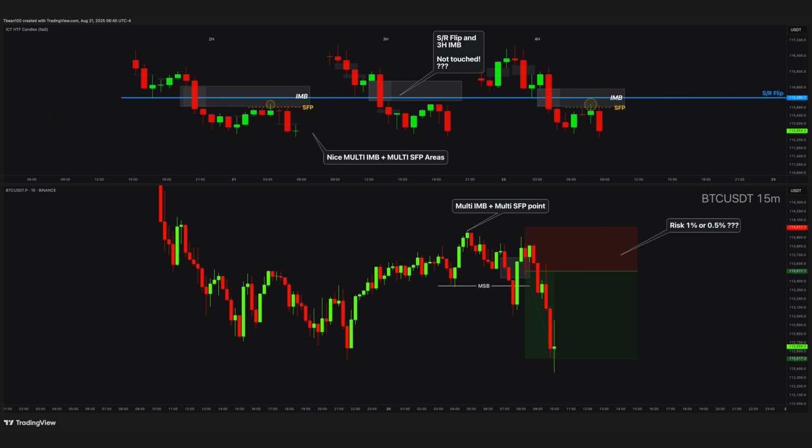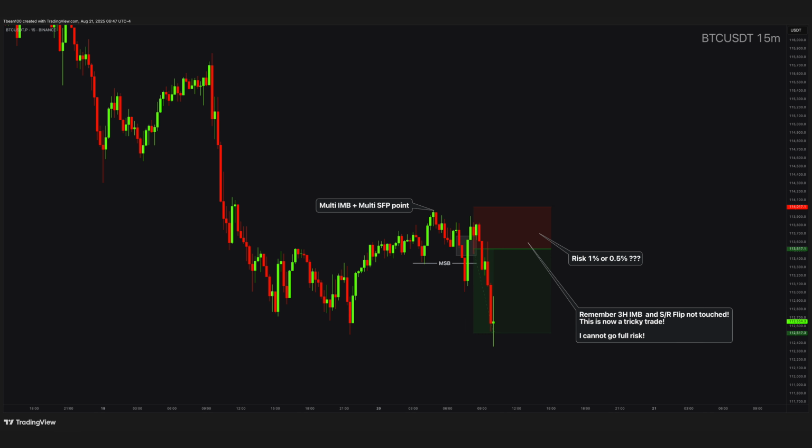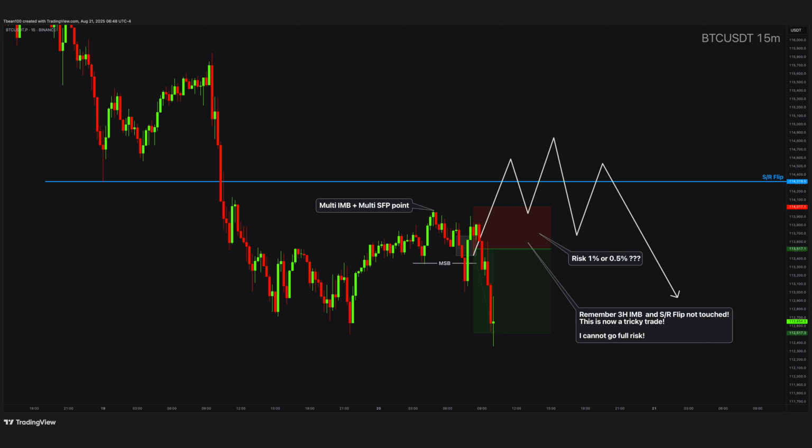However, the question is, should you risk 1% or maybe only 0.5% for this particular trade? As you should remember, we still have an SR Flip level that has never been touched, and the 3R imbalance has never been hit either. So, do you think this kind of price action could actually happen? The price could go back deeper and deeper, finally hitting the SR Flip level, and also reaching the 3R imbalance as well. Of course, this is something that definitely can happen.